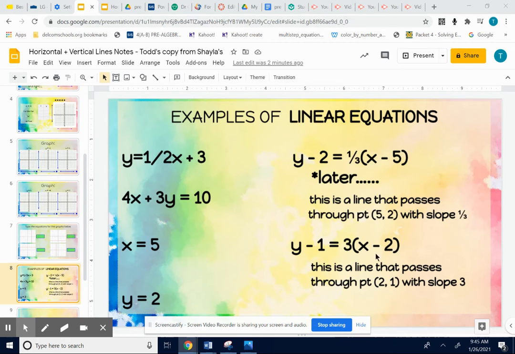Again, kind of like the opposite of the number next to the x coordinate and the opposite of the number next to your y coordinate makes up the point on the line. Okay, so this line would go through point 2, 1, and it has a slope of the number in front of the parentheses, slope 3. Okay, but again, we're going to get into that, but I wanted to just throw that out there because this is basically all of the types of linear equations.